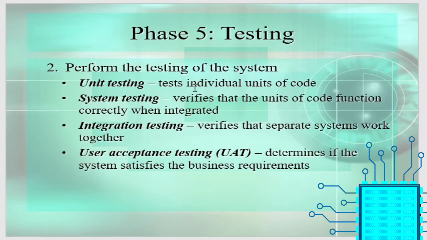Performing testing of the system falls into the following testing categories: unit testing, system testing, integration testing, and user acceptance testing. In unit testing, all the individual modules of the system are tested. System testing verifies that the units of code function correctly when integrated. Integration testing verifies that separate systems work together. User acceptance testing determines if the system satisfies the business requirements.